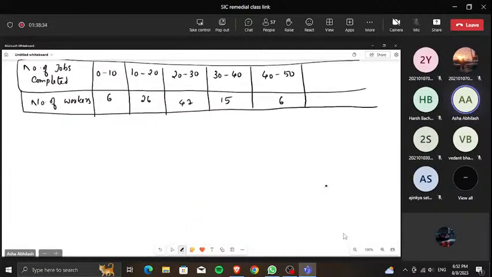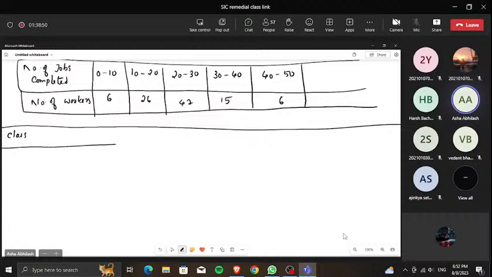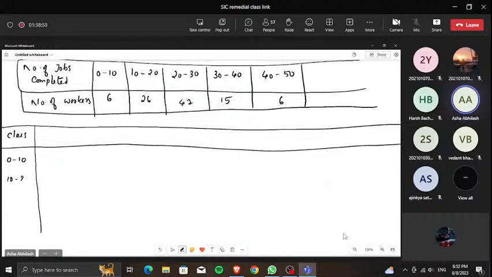Okay. So now we will form the table, because the class interval is given over there. So this is the continuous distribution part. We are not going to write all those things here. Simply write class interval: 0 to 10, 10 to 20, 20 to 30, 30 to 40, 40 to 50.